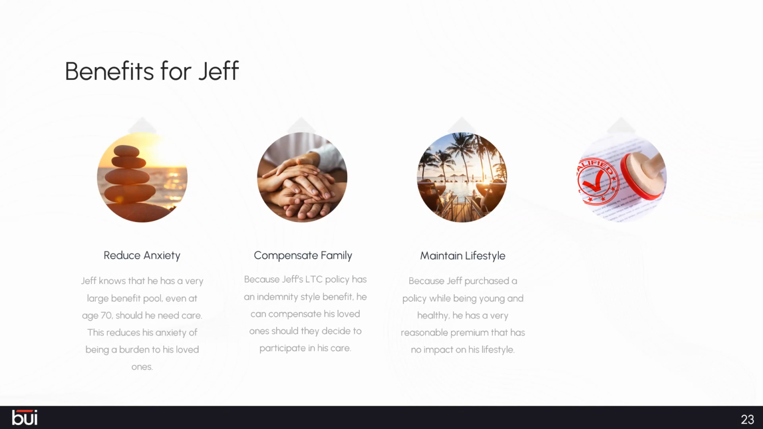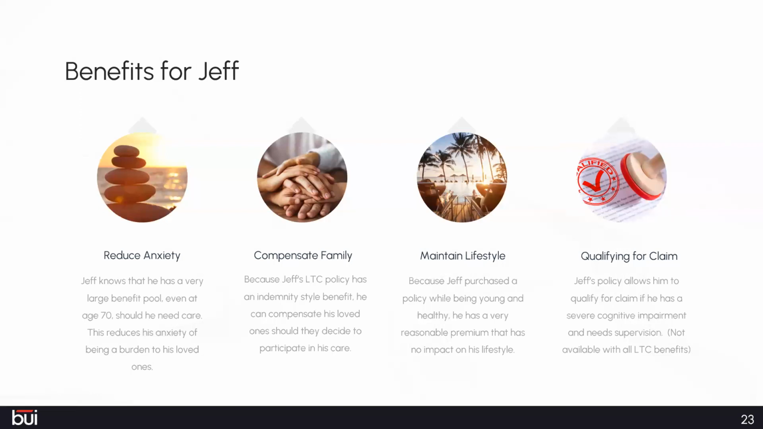Number three, he's able to do this without compromising any of his other financial commitments. $5,800 a year to a high income earner is very manageable. So he's able to significantly mitigate a risk and give himself a lot of peace of mind without disrupting his lifestyle. And number four, should his biggest fear happen and he is diagnosed with a severe cognitive impairment, he can qualify for claim independent of the activities of daily living.